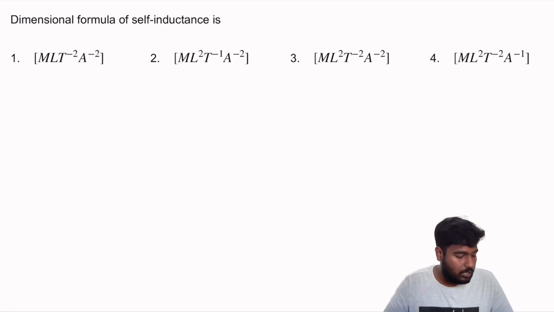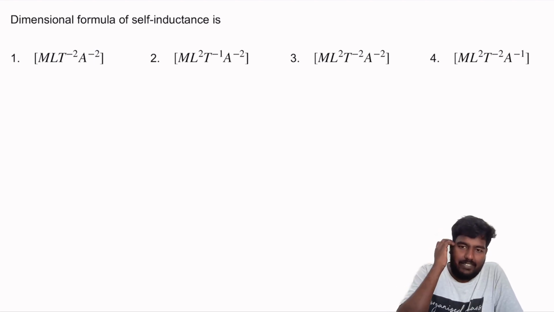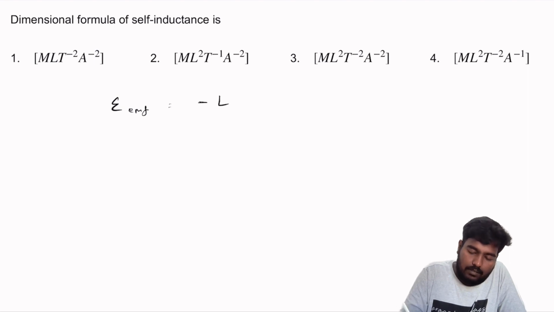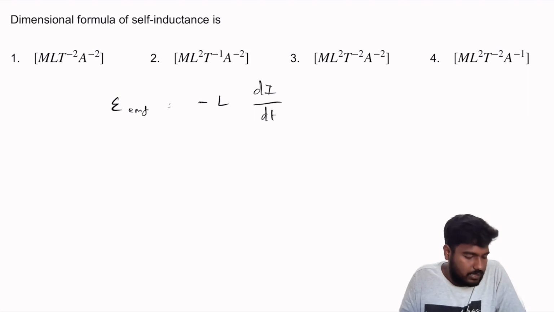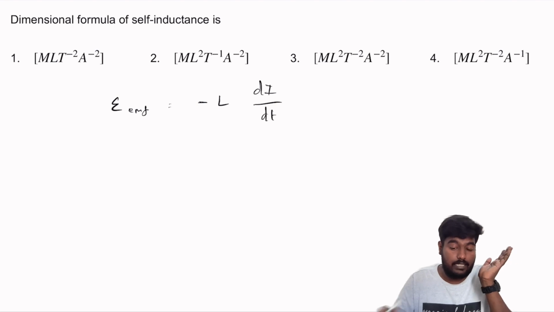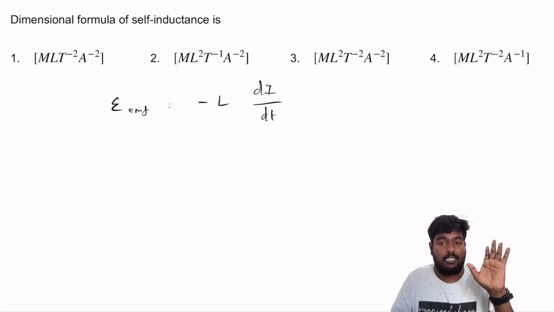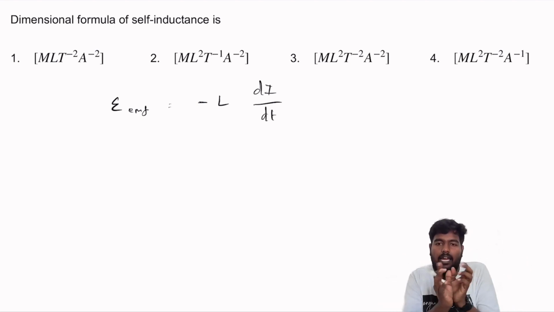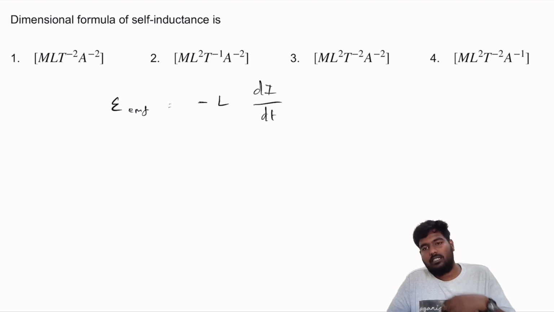Dimensional formula for self-inductance. We have the formula for self-inductance: EMF is minus L di by dt. Just like how you ignore the numbers, you will also ignore the sign, positive or negative. You don't care in dimensional analysis. Within equations also you don't care, because you can only add and subtract the same quantities, so it doesn't matter whether you add or subtract.